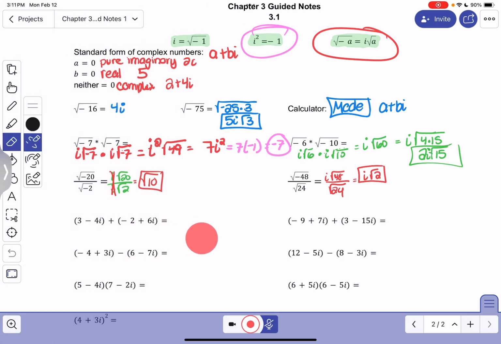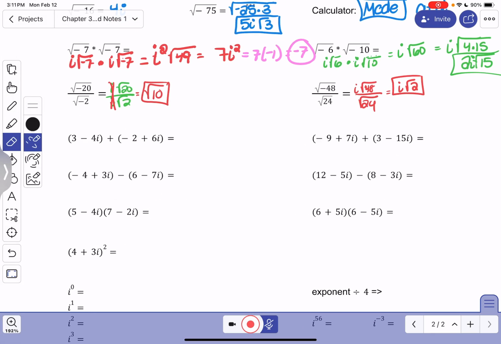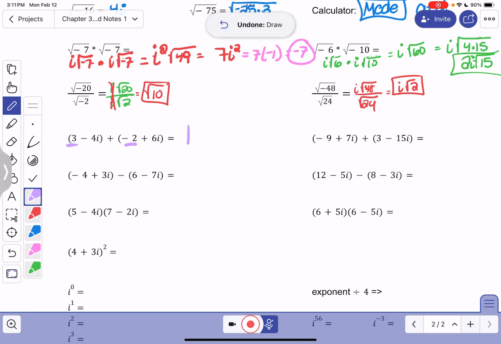All right, now let's look at adding and subtracting. It's just combining like terms. You combine the real part with the real part. So 3 plus negative 2 is 1. And then we do the imaginary part. Negative 4i plus 6i is going to be positive 2i. And that would be our answer.